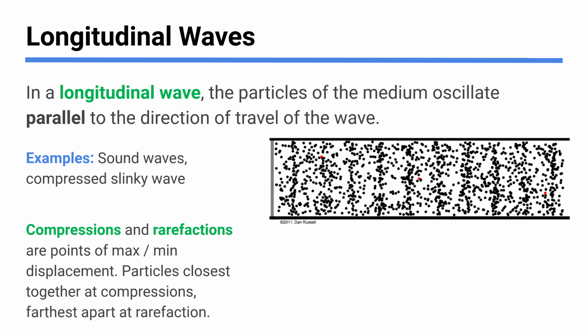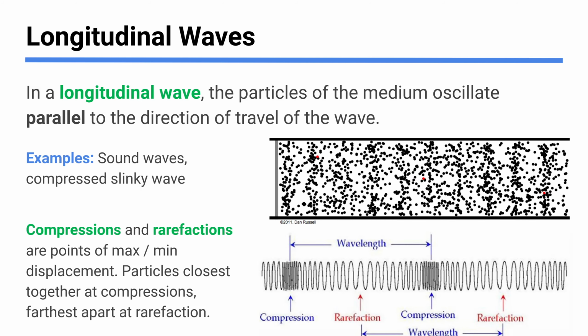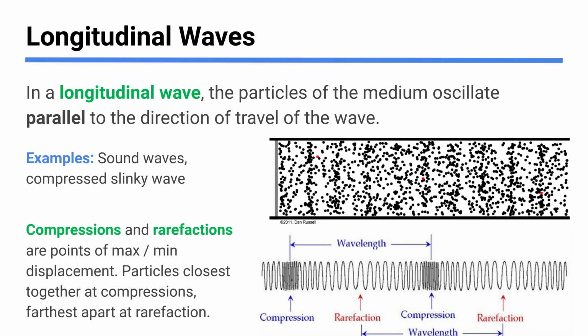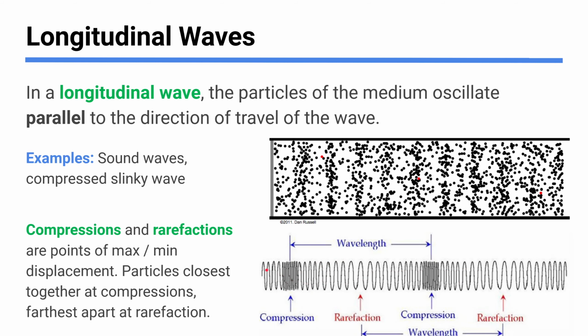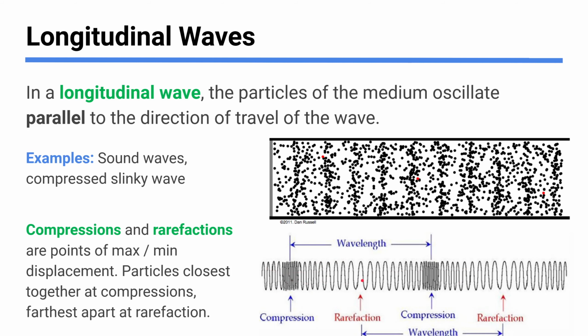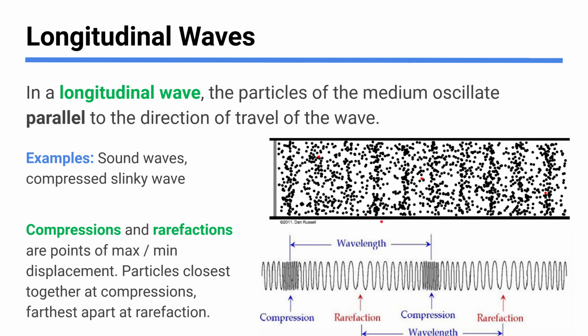You can also make a longitudinal wave on a slinky if you want. Take the slinky and push it forward and backwards rather than side to side or up and down. And you'll get this fun looking thing where there's points where the slinky coils are really close together and points where they're far apart. Just like here, points where particles are close together and far apart.